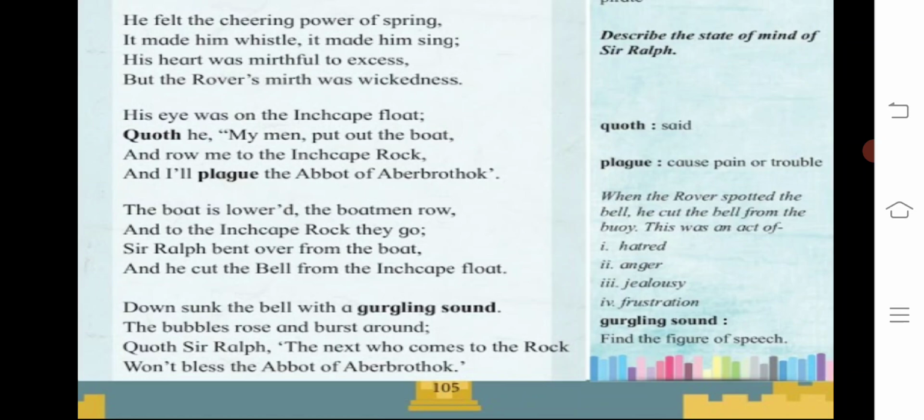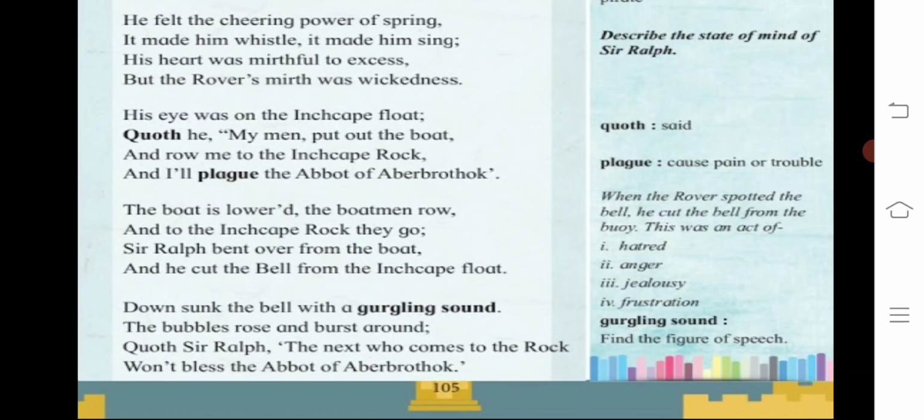So see what wickedness of this man, the person who had done something great for other people, and for many generations he was known even after his death. Now the Rover wanted to destroy that thing. The boat is lowered now, means his boatmen went to take him towards that Inchcape Rock area, and to the Inchcape Rock they go. Sir Ralph bent over from the boat, and he cut the bell from the Inchcape float, and finally he had proven his wickedness true.